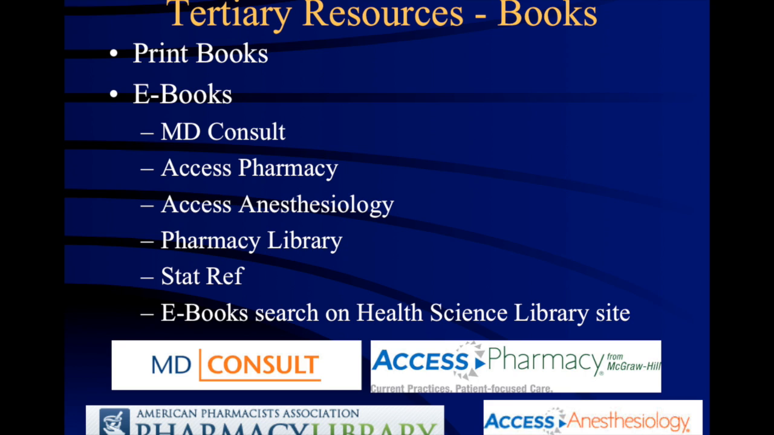Some of the tertiary resources that are available as books include many of the print books, of course, at your library or at the medical library, but also some ebooks. There are several ebooks available through MD Consult, Access Pharmacy, Access Anesthesiology, Pharmacy Library, StatRef, and just by searching ebooks on the Health Science Library site.